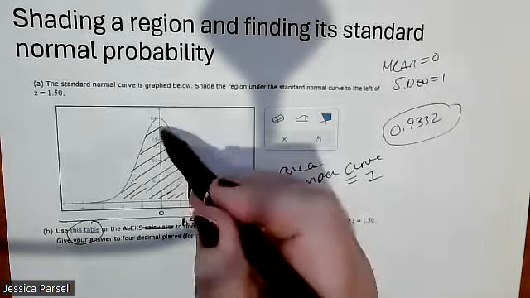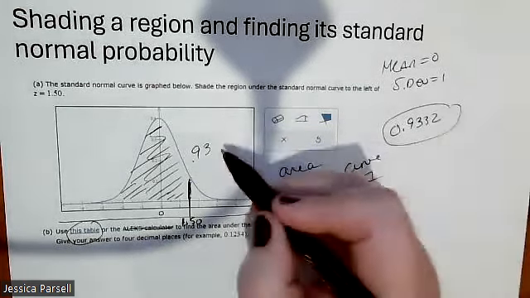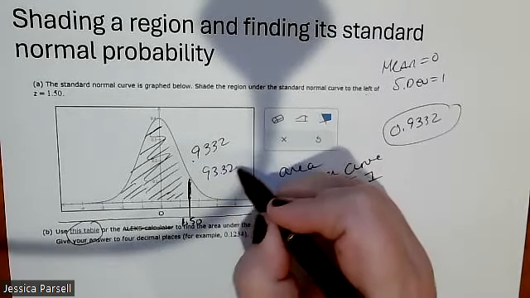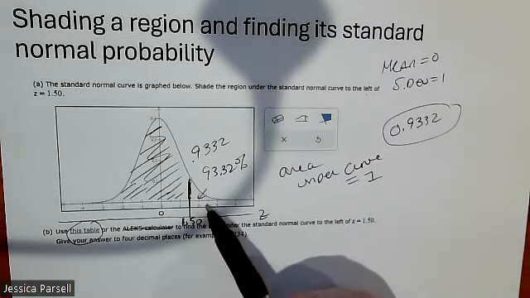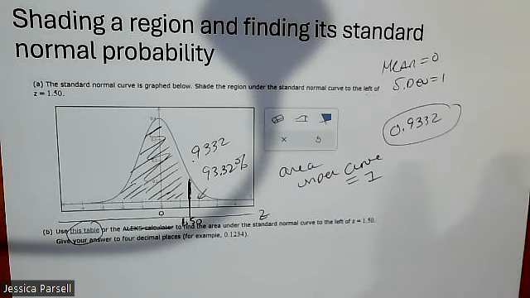And that makes sense that this piece of this curve is 0.9332, right? It's 93.32%. There's only like a little missing chunk right there, which is like the other 6 or 7%. So that makes sense if we think about it. All right, let's do another one. This is just going to take some practice.